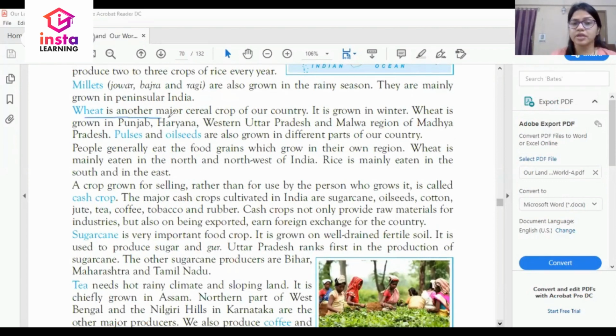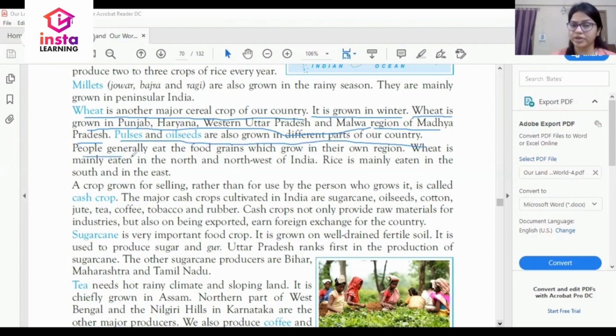Wheat is another major cereal crop of our country. It is grown in winter. Wheat is grown in Punjab, Haryana, Western Uttar Pradesh and Malwa region of Madhya Pradesh. Pulses and oilseeds are also grown in different parts of our country.